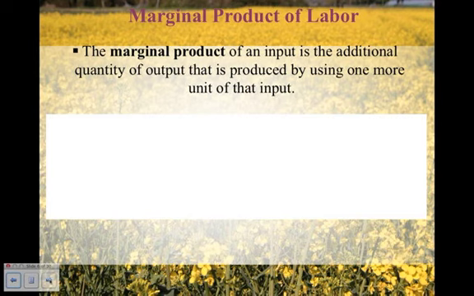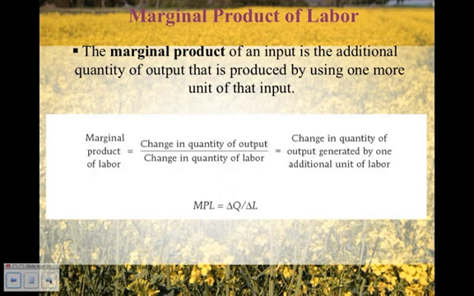The marginal product of labor, here's a definition for you. It says the marginal product of an input is the additional quantity of output that is produced by using one more unit of that input. And then there's even a nice little mathematical equation here, which says it's the change in quantity of output over the change in quantity of labor. And again, I think it's pretty easy to see in that third column on the slide before, in your packet, how that happens. So when you go from 1 to 2 or 2 to 3, it's just that change there.